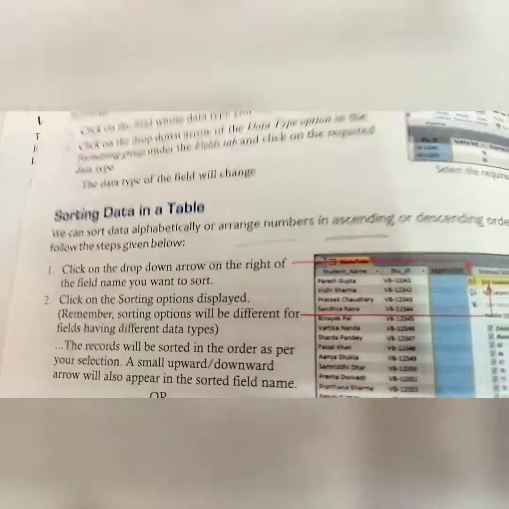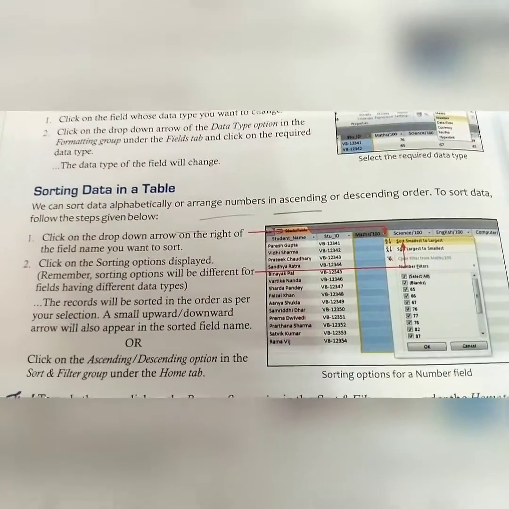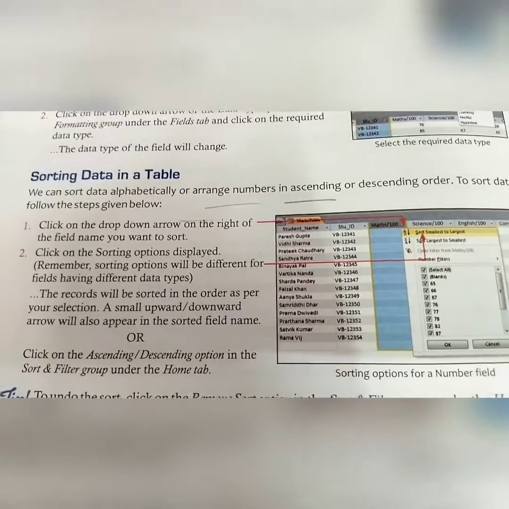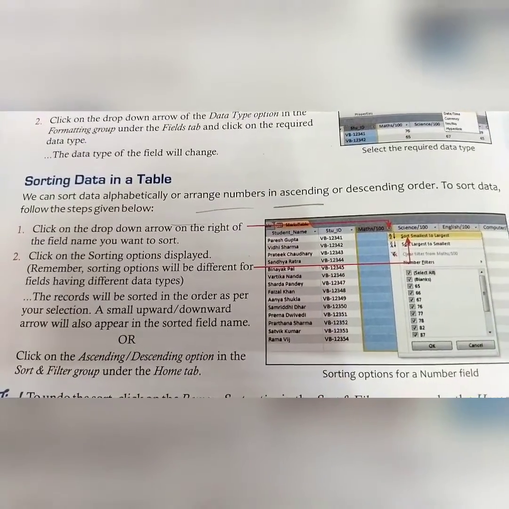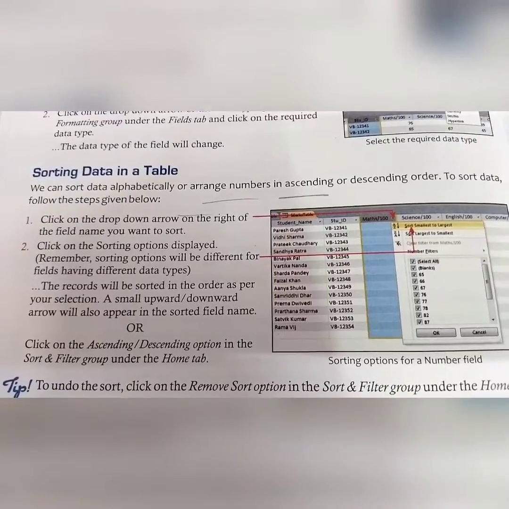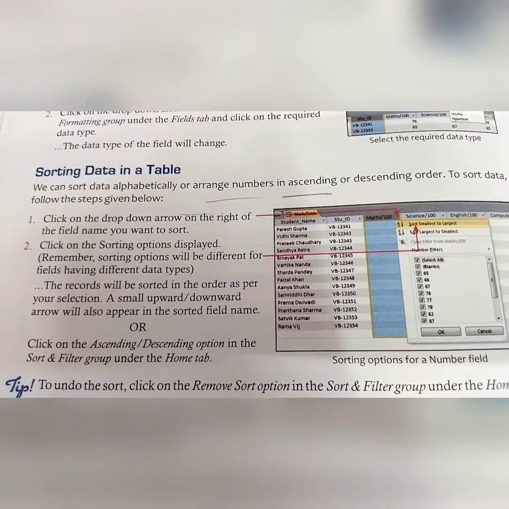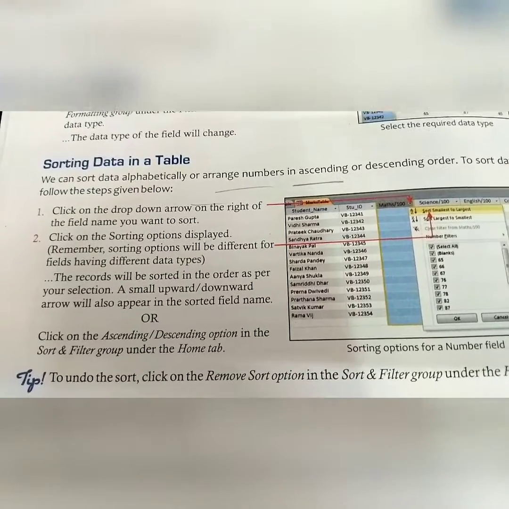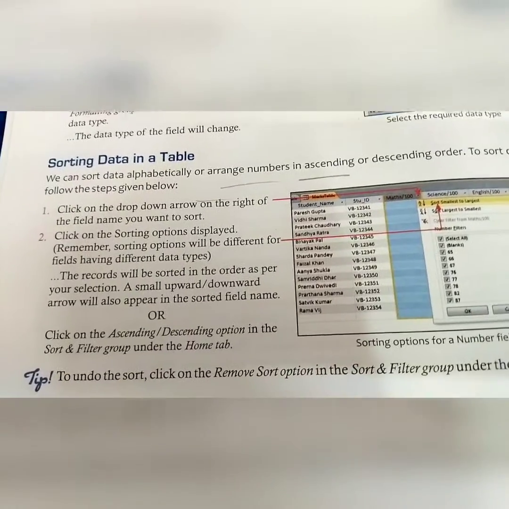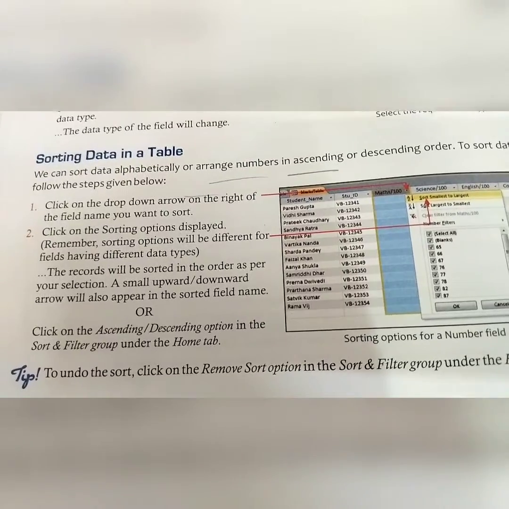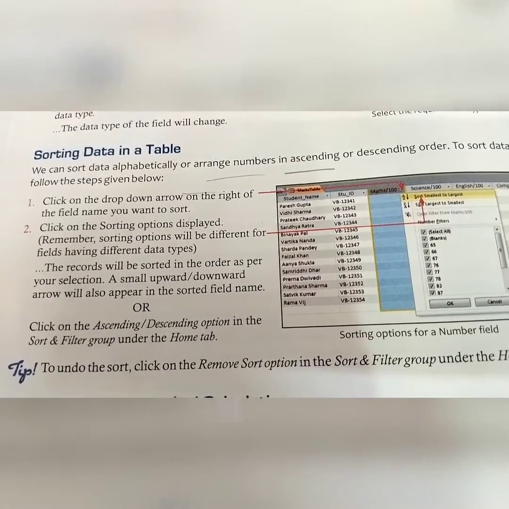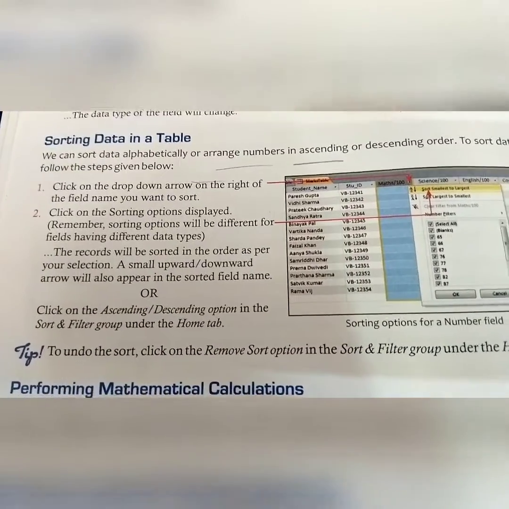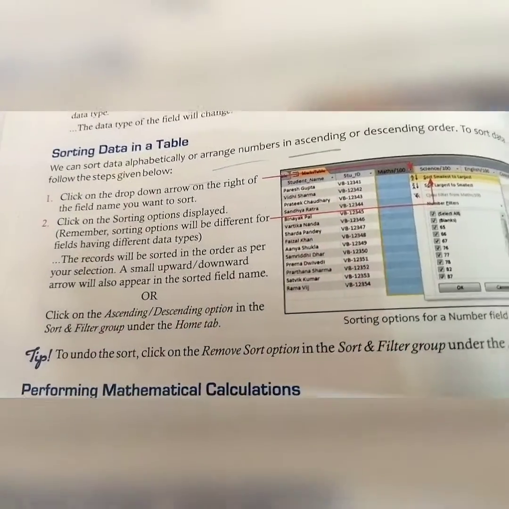So, sorting data in a table. Sorting means arranging alphabetically or numerically in ascending or descending order in a proper manner. First of all, click the drop down arrow or right click on the field name. Then sorting options are displayed, and they are different for fields having different data types. The records will be sorted in the order as per your selection, upward or downward. You can also click on the ascending and descending option in the Sort and Filter group under the Home tab.